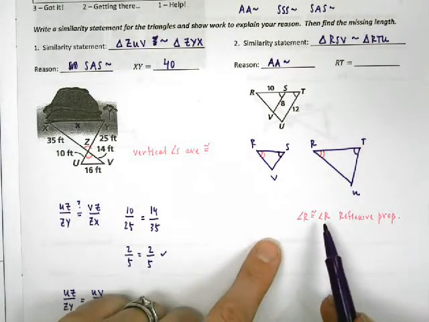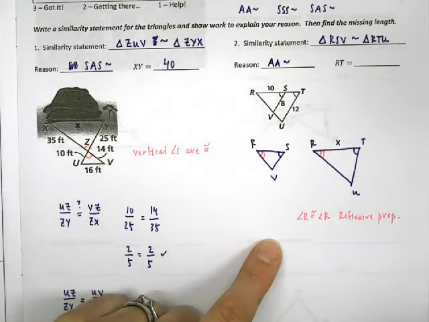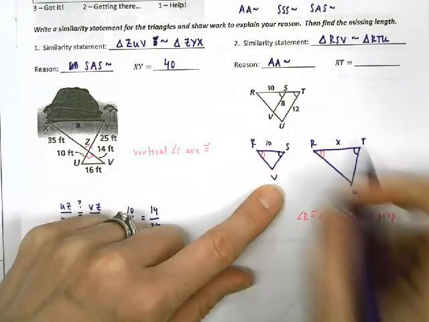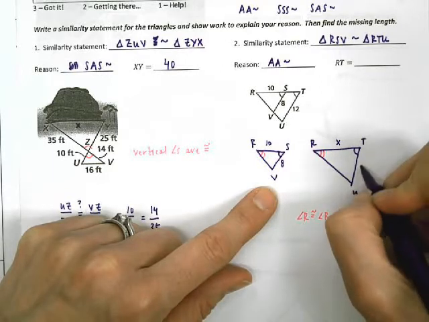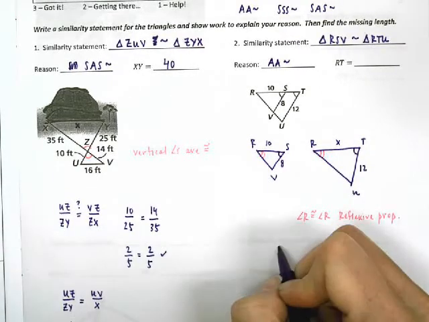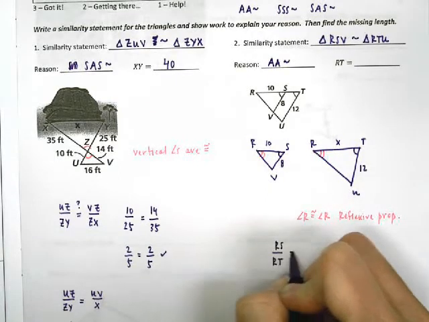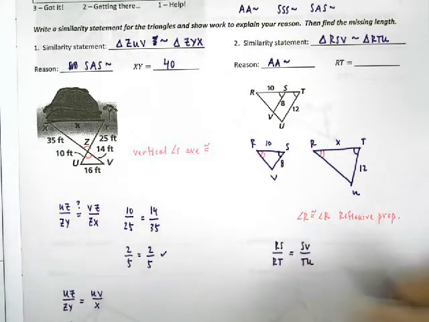So now I'm going to set up some proportions here. I am trying to solve for RT. So I'm going to fill in what else I know. I know RS is 10, I know SV is 8, and TU is 12. So I know that the ratio of RS to RT is equal to the ratio of SV to TU.